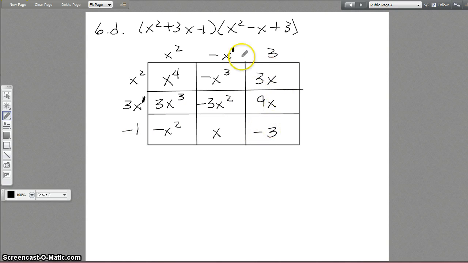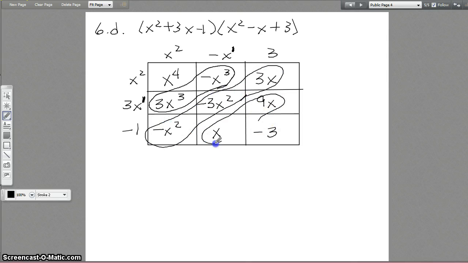Now I want you to notice something here. Our diagonals happen to all be the same degree. So these two terms both have the same degree. They're both 3rd degree. These 3 terms here are all 2nd degree. These terms are all 1st degree. So our answer is going to be x to the 4th plus 2x cubed. Oh, this is not written correctly. This is 3x squared, sorry. And then minus x.